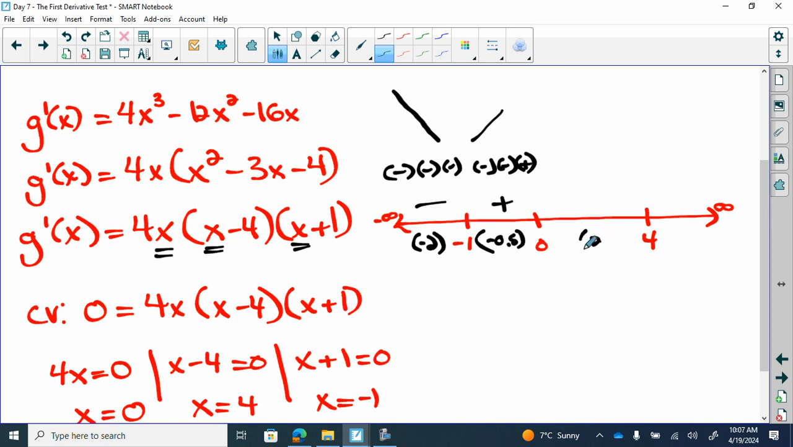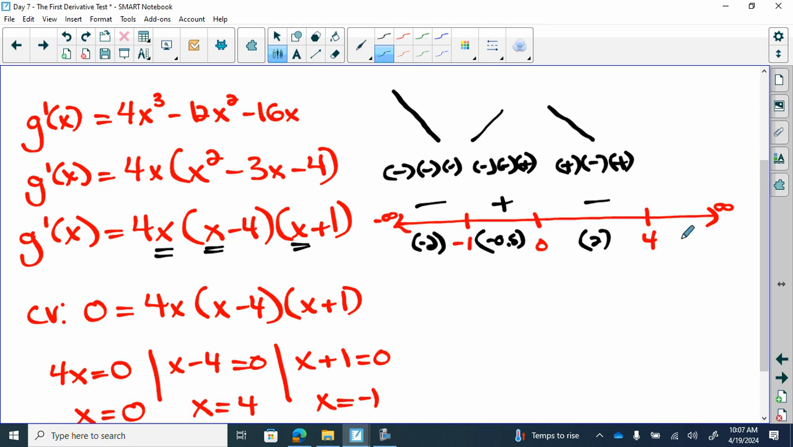Between 0 and 4, what do you want to use? 2, sure. 4 times 2 is 8. 2 minus 4 is -2. 2 plus 1 is +3. A positive times a negative times a positive gives you a negative. The function's coming back down. Agreed?